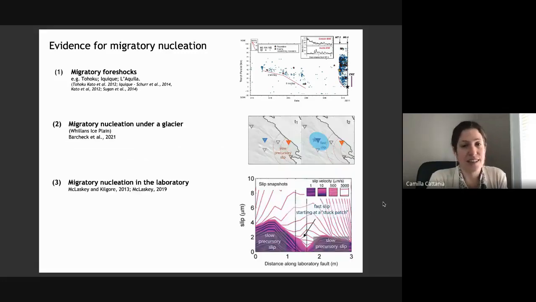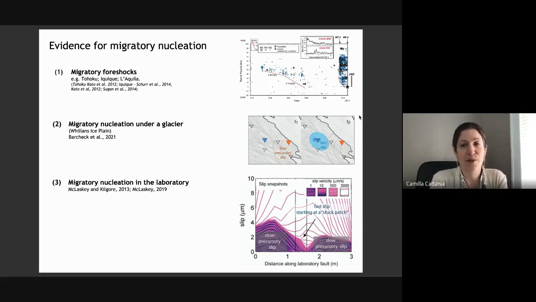And then finally, there's some evidence of similar behavior from the lab. These are experiments on faults which are on the order of a couple of meters, so large enough to contain an entire nucleation process. And this is a figure from McCluskey et al. 2019. And so the lines show snapshots of slip. So when the lines are really far apart, it's a seismic event. And these lines close together is precursory slip. And you can see that the event begins to the side of the precursory slip. And again, that's consistent with what we found.